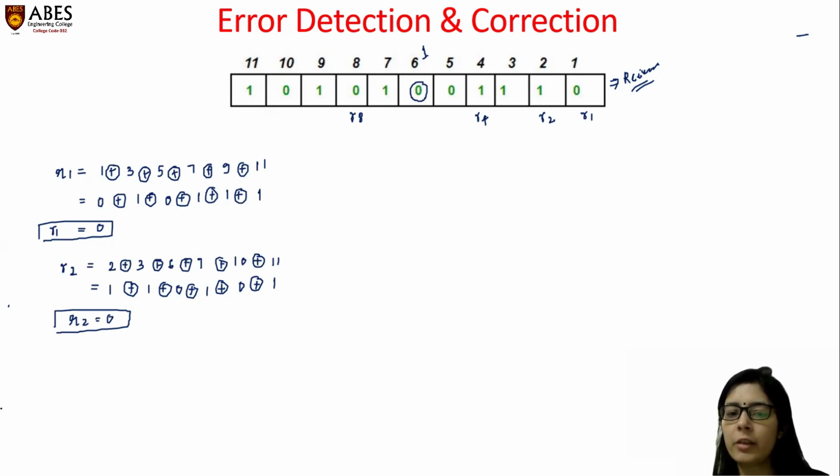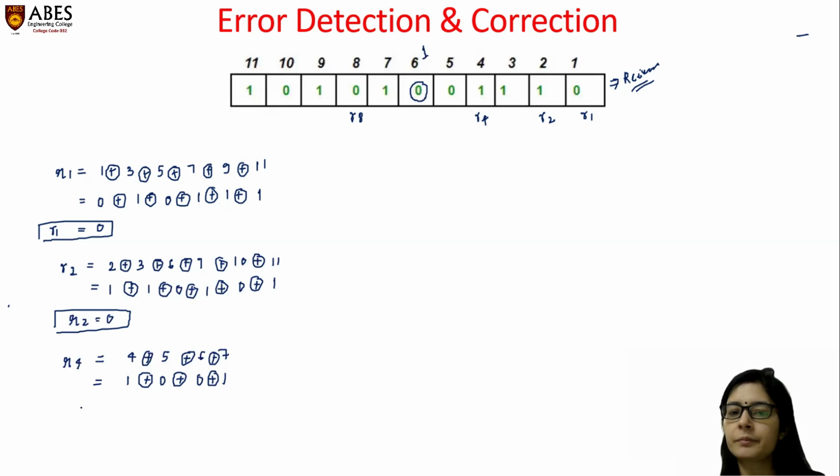Now, we will calculate R4. Start with 4: 4, 5, 6, 7 are taken, and 8, 9, 10, 11 will be skipped. Take 4 bits and the next 4 bits you need to skip. Now at position 4 we have 1, at 5 we have 0, at 6 we have 0, at position 7 we have 1. So the number of ones is already even.